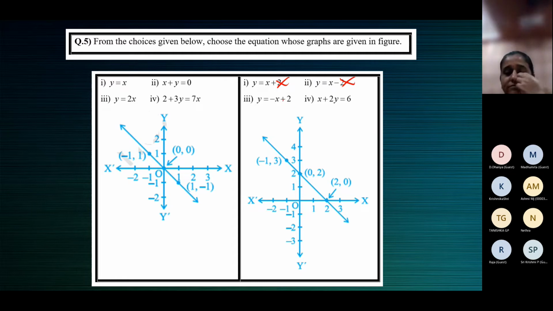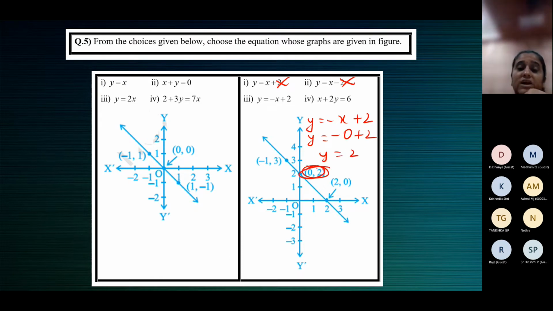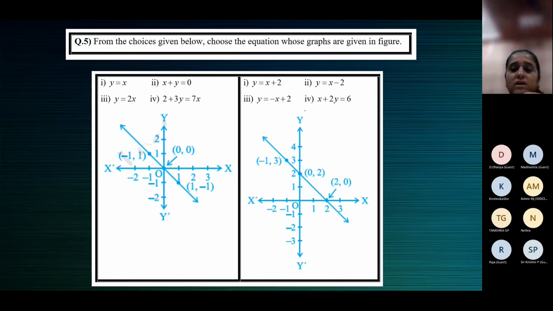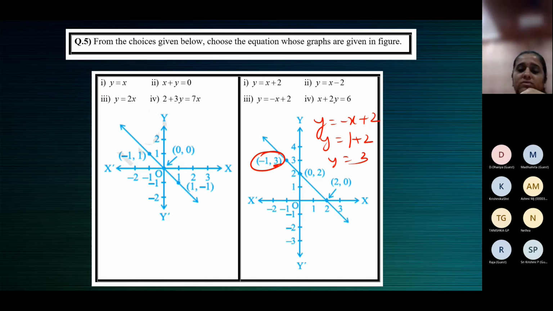What about the third one? y is equal to -x plus 2. Supposing we take the same point again, -0 plus 2, so y is equal to 2. Okay, this one works. Let's check the other points. Take this third equation and try this point. y is equal to -x, so -(-1) is 1, plus 2, y is equal to 3. Yes, y is 3.